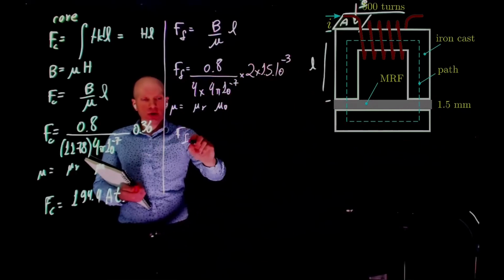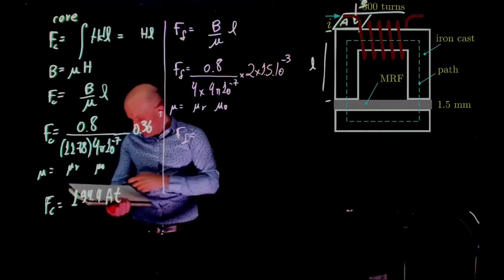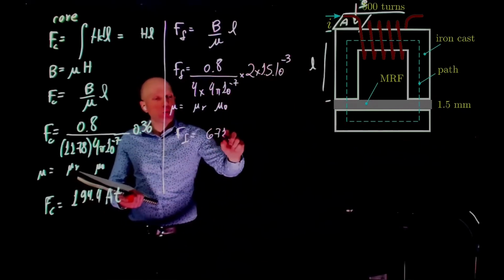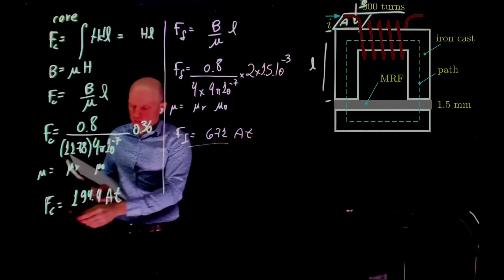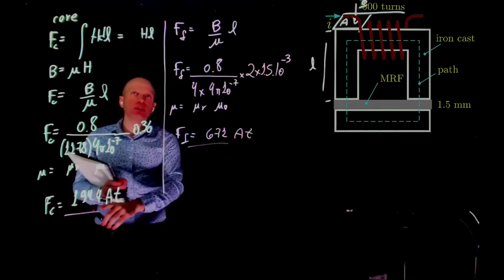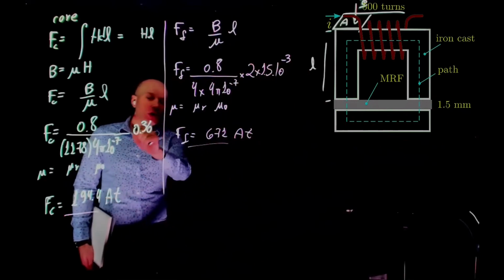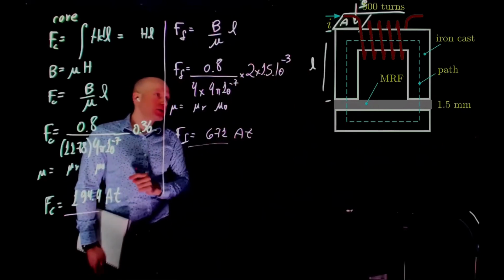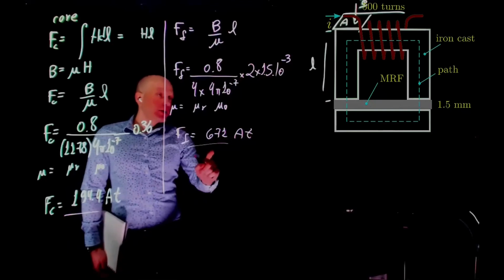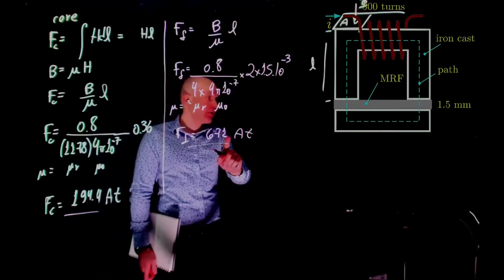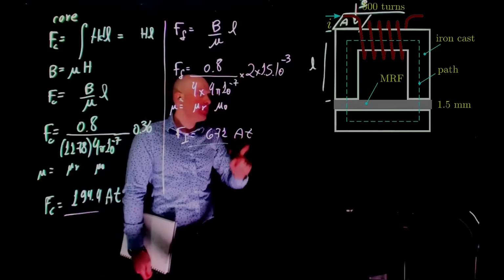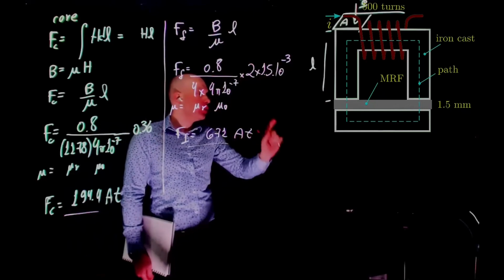Okay, so this gives an induction in the fluid of 671 amp turns. Interesting. Now look at the numbers. We have here 194 to establish a 0.8 Tesla through 360 millimeters. And here we need a lot more, 671 to establish the same magnetic field through 3 millimeters.